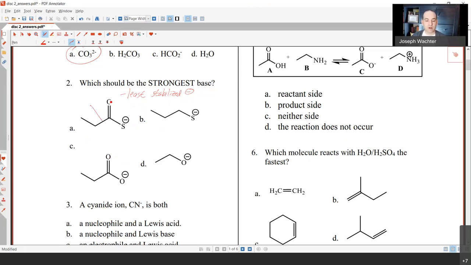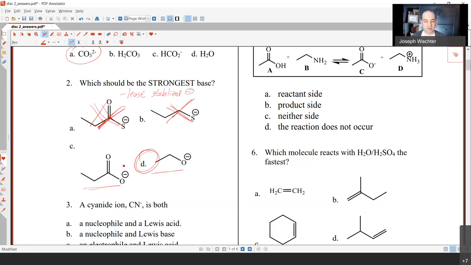So we would cross these out, right? Because sulfur can better stabilize that negative charge. So those are weaker bases. Okay. So then we've got two more to look at here. We've got an acetate type ion versus an ethoxide type ion. And between these two, we're going to say that the strongest base has to be the ethoxide.